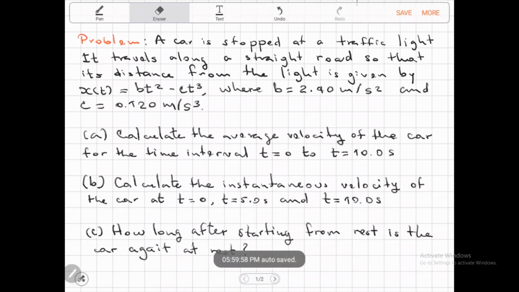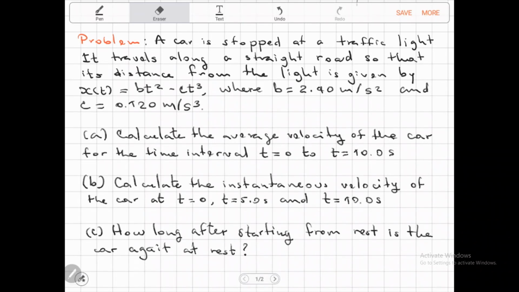Hello, on this occasion we want to solve this problem. A car is stopped at a traffic light. It travels along a straight road so that its distance from the light is given by x equals bt squared minus ct cubed, where b is 2.40 meters per second squared and c is equal to 0.120 meters per second cubed.